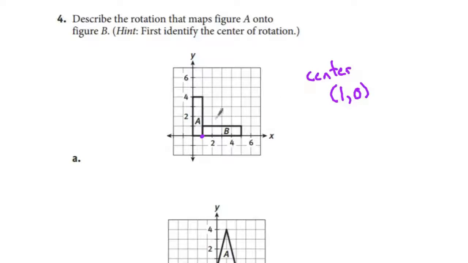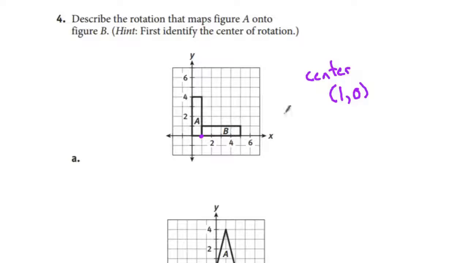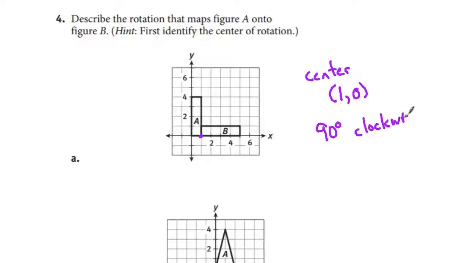All right, now for the fun part, how many degrees? It definitely looks like 90 degrees. Looks like it's gone this direction, so as I look at that, it looks like it's going to the right, and so I'm going to call that clockwise. So 90 degrees clockwise. Perfect. Let's try out part B.